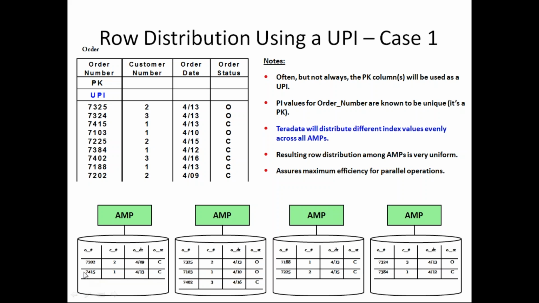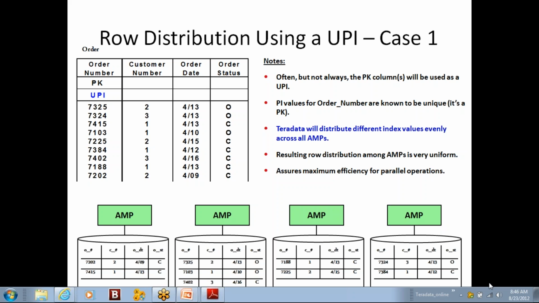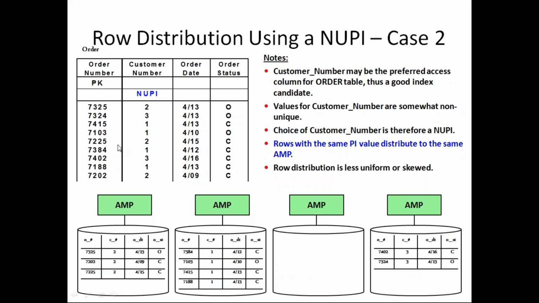It is almost even, right? Because this is a unique primary index, the hash values generated for all these primary index values will be unique, and in a round robin fashion all the amps have data evenly. Okay, and let's suppose I have identified that the customer number is used more in the retrieval queries of this order table. So I chose customer number as a non-unique primary index. I dropped my table and recreated it with the customer number as the non-unique primary index.